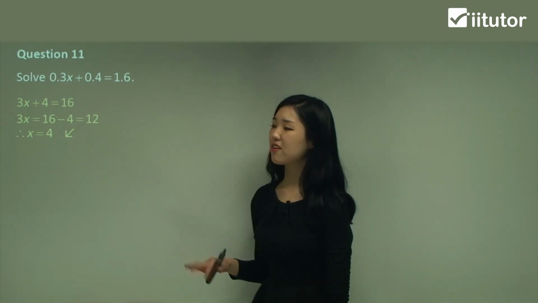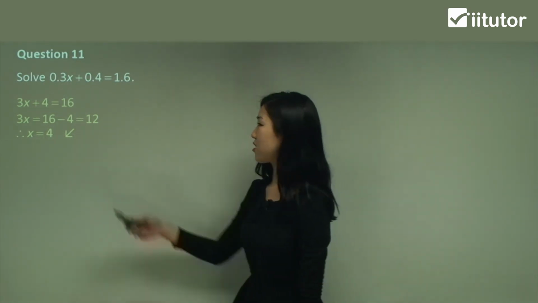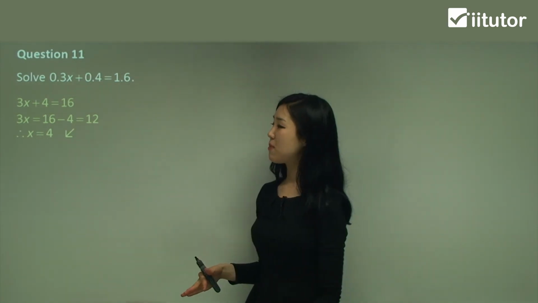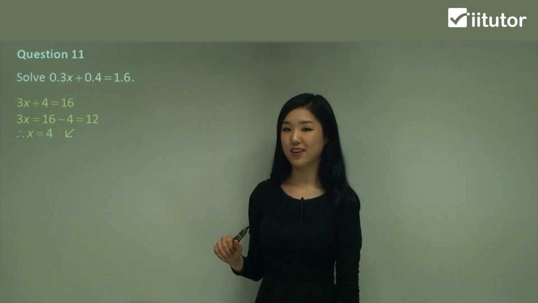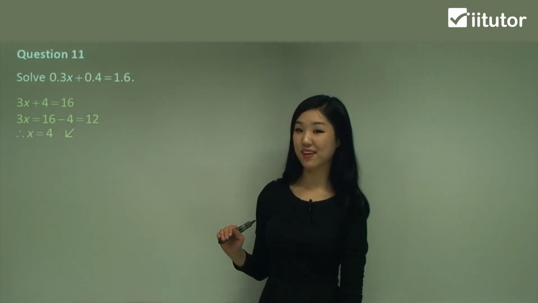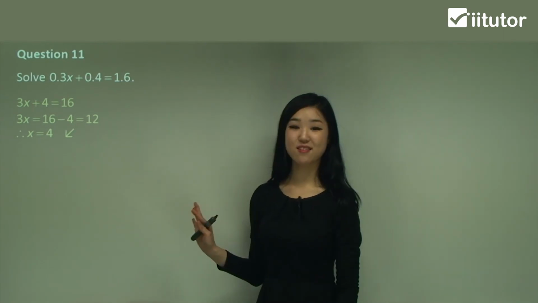So up to you guys. Both ways will get you the same answer. You can move this over first and get rid of the decimal, whatever you like. Maybe getting rid of the decimal first at the beginning is maybe a little bit easier for you guys. So stick to this method, hopefully. Okay, so that's question 11. That's the end of the first part.